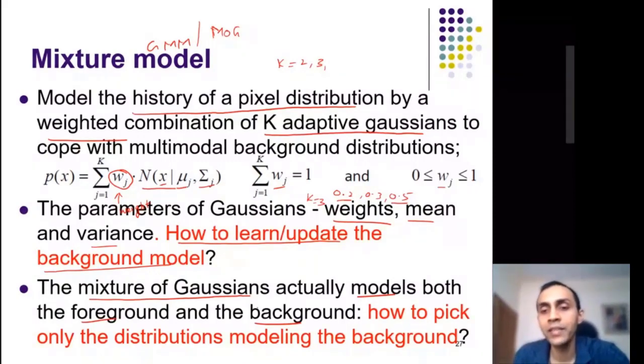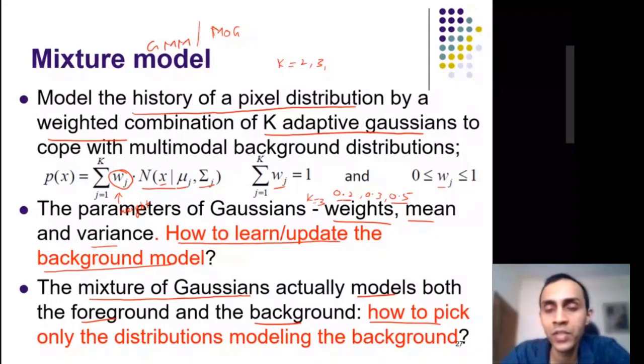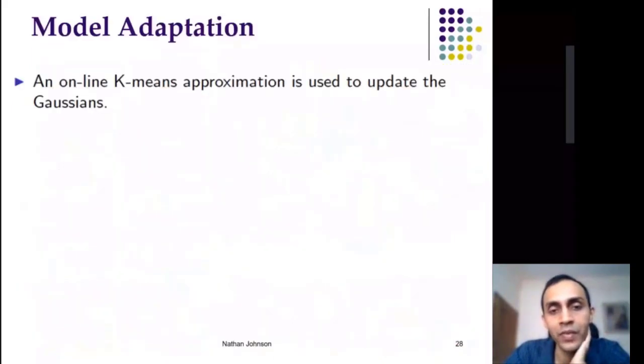So the second question will be how to decide which of the distributions will correspond to our foreground and which ones will correspond to our background. Because finally, our aim is to classify which pixel is a foreground pixel and which pixel is a background pixel. So we need to answer this question: how will we distinguish which distribution corresponds to foreground and which corresponds to background? We are going to see the answers to these two questions in the next few slides.